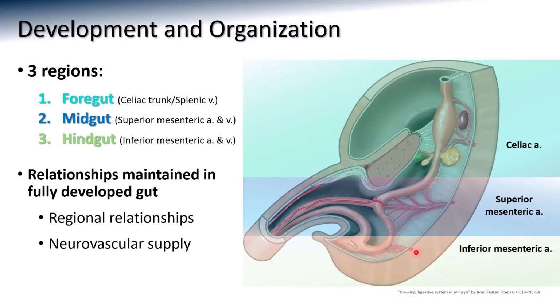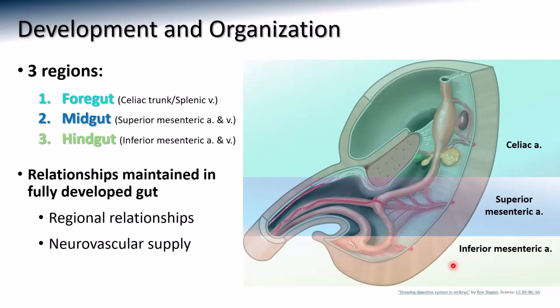We're going to name these divisions based on their position. So up here in teal is going to be the foregut. It is served by the celiac artery, usually called the celiac trunk, and the celiac nerve plexus and splenic vein. Blue is the midgut, and it is served by the superior mesenteric artery, vein, and nerve plexus. And the light green down here is the hindgut, and it is served by the inferior mesenteric artery, vein, and nerve plexus.